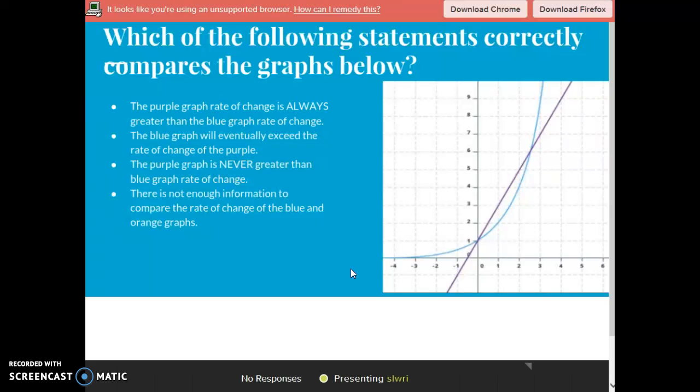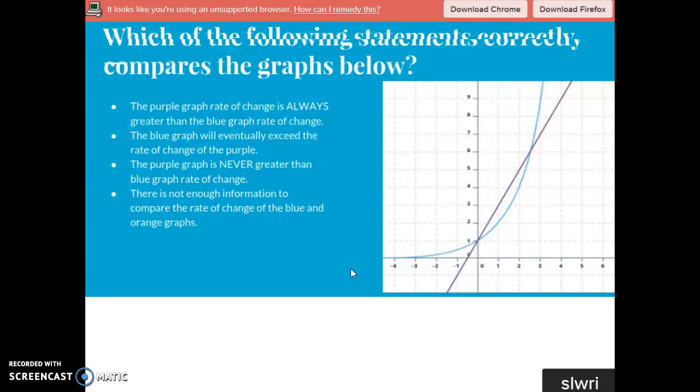With the next question, which of the following statements correctly compares the graphs below? Let's see. The purple graph rate of change always, I'm really careful with these words like always, is always greater than the blue graph rate of change. Well, it's not always. If you start here, purple is ahead. But once you get to this point here, purple then becomes behind because blue is closer to the y-axis. So we know that this one is not correct.